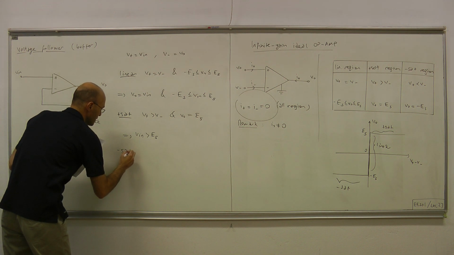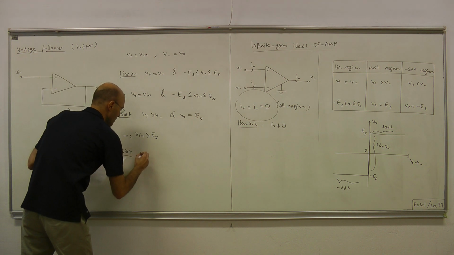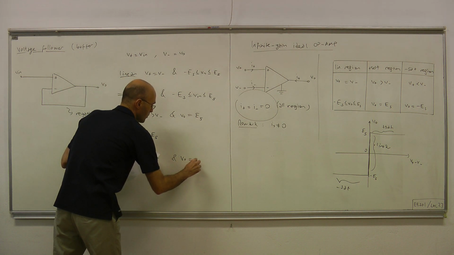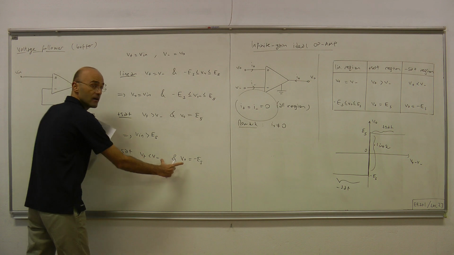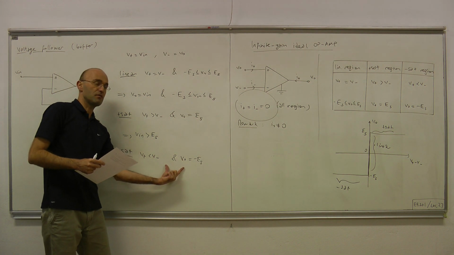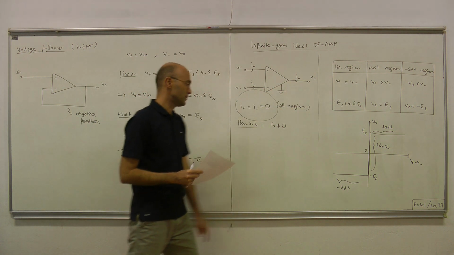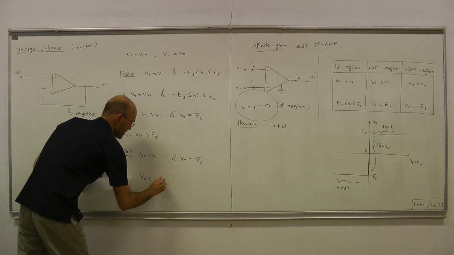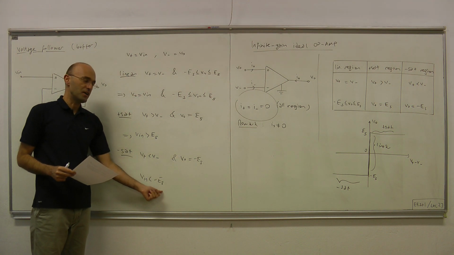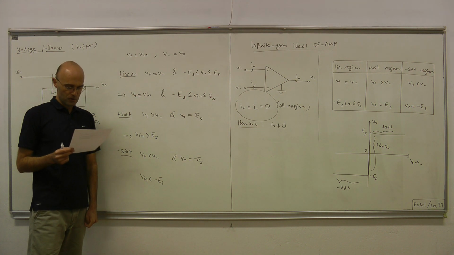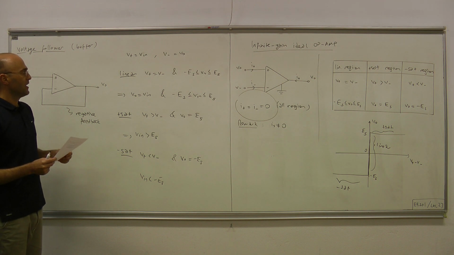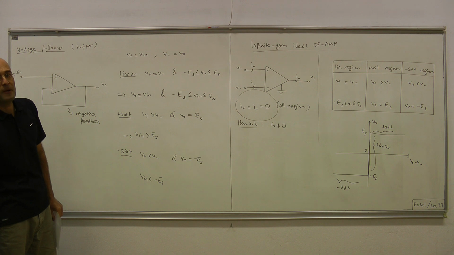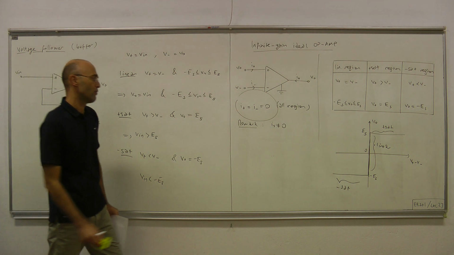And likewise for the negative saturation region. These are the pieces of information coming from the model or from the table, and using that we figure out that whenever V in is less than minus ES, the op-amp is in negative saturation region. Now let's put all that information into an input-output, or transfer characteristics, curve.